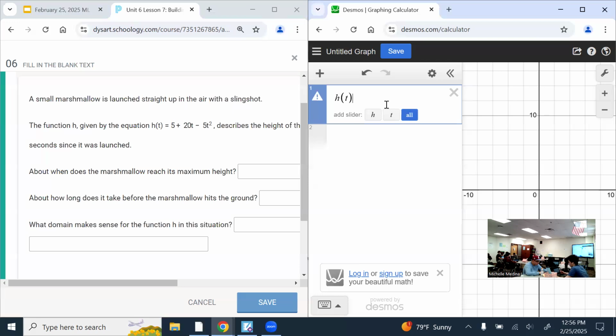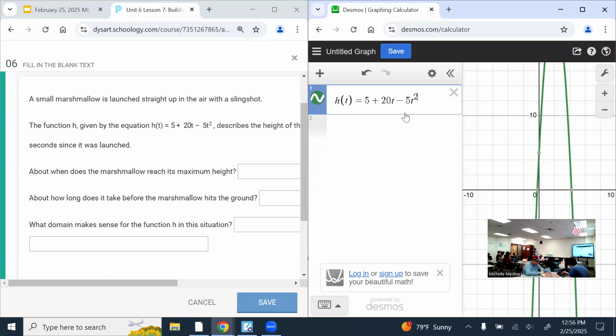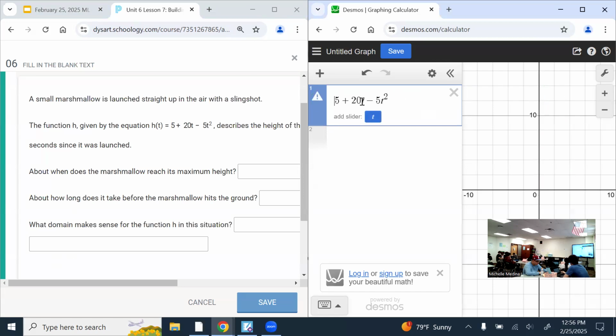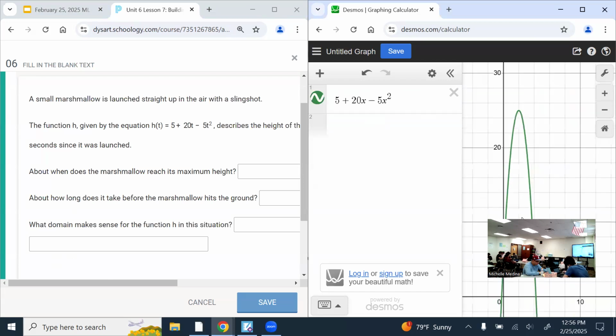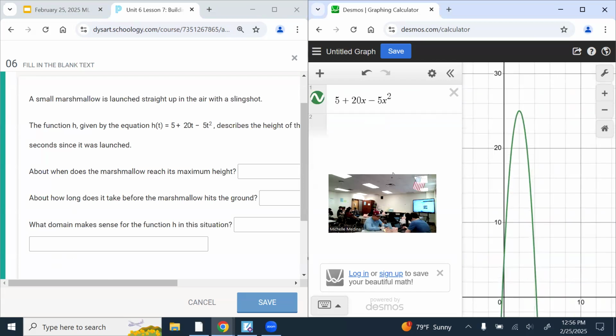If I type it exactly how it was given to me, it should graph because it's in function notation. Otherwise, if you left this part off, you'd have to make those t's x's in order for it to read it. Okay, but you do that and then you see the shape of the graph. What part of the graph do I look at for my maximum height? The vertex, which is the turning point.